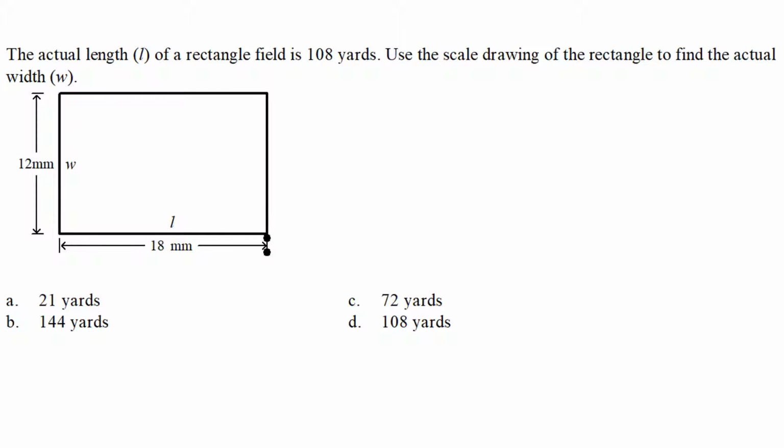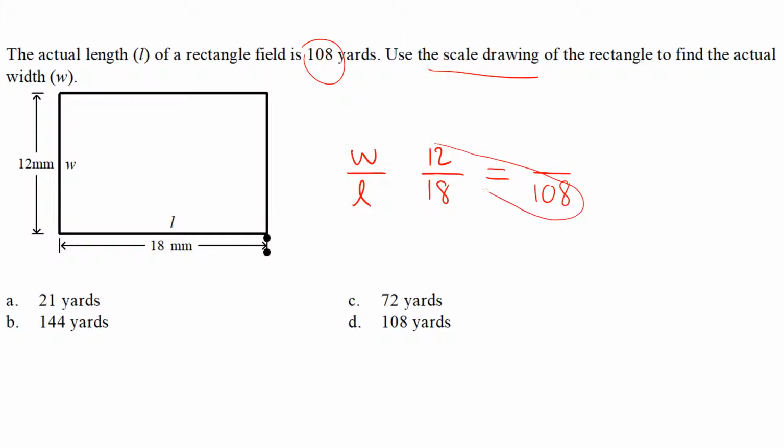So with this, this is in the scale drawing. That means we can make a proportion, which is two equal fractions. I'll say the width over the length. The width is 12, the length is 18, and the actual length is 108. I could cross multiply: take 12 times 108, and then divide by 18.